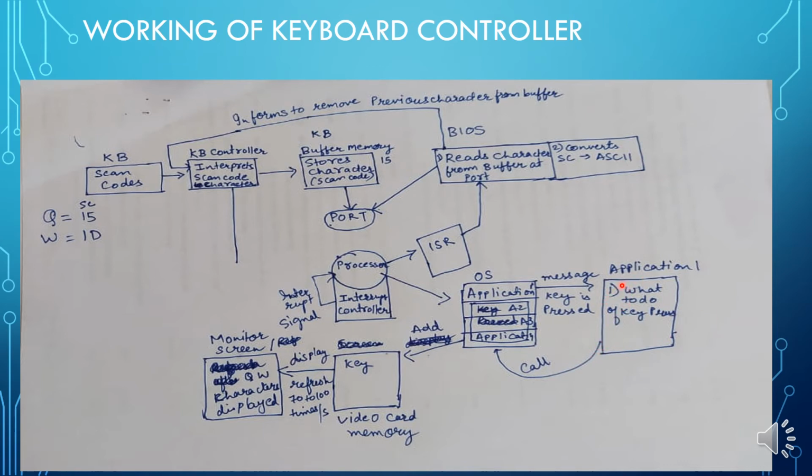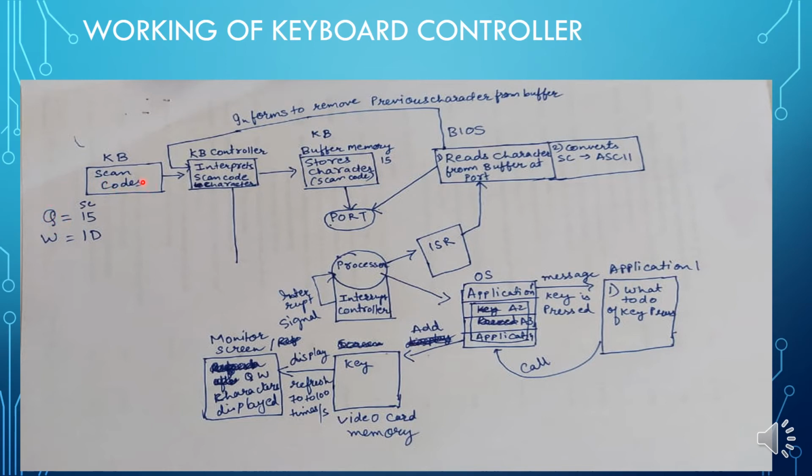And after it decides what to do with the key press, it will call the operating system, and then the operating system will add the particular key to the video card memory, and then this video card memory displays the key pressed on the monitor. Also, the video card refreshes 70 to 100 times per second, so that whenever there is arrival of a new character, it keeps the old character as well as the new character. So this was what happens when the key Q arrived.